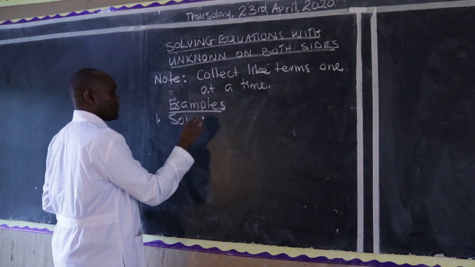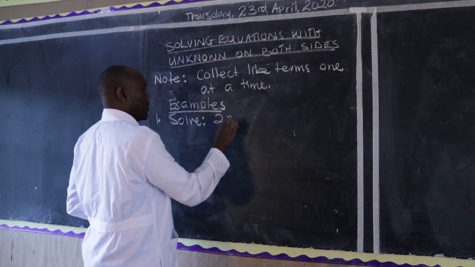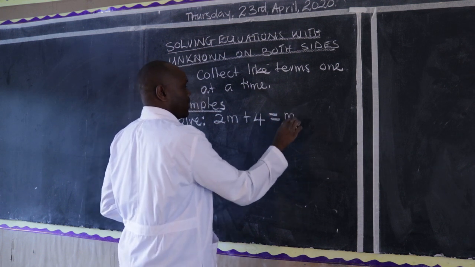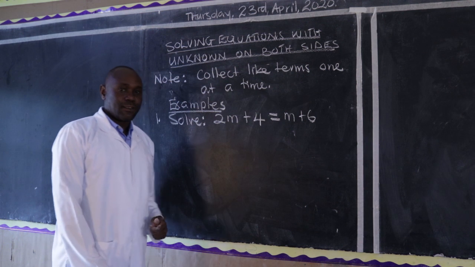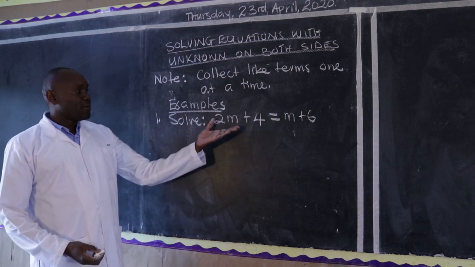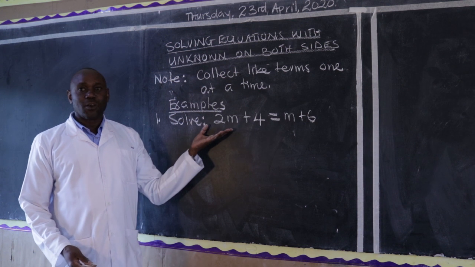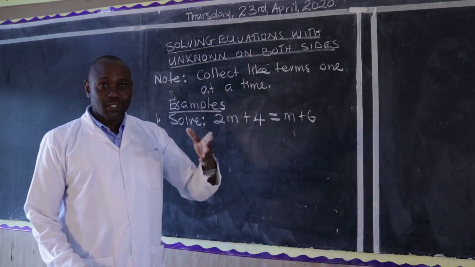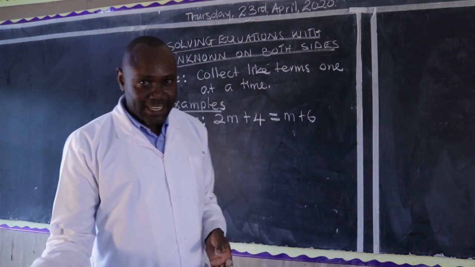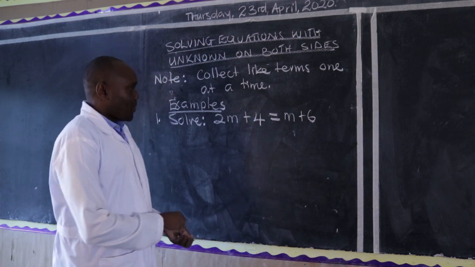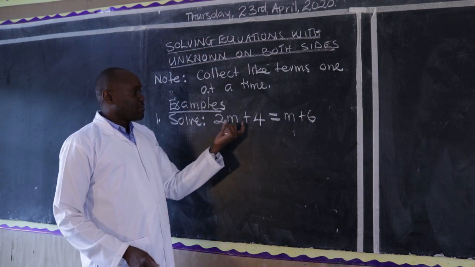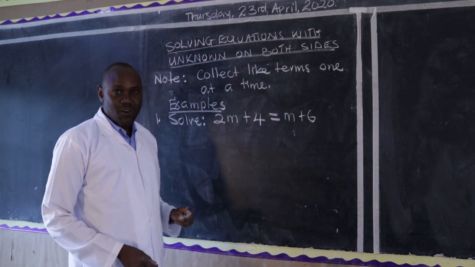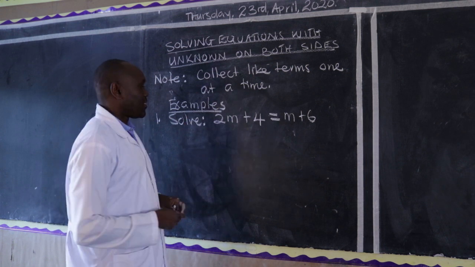We have example 1. We have solved. We have our 2m plus 4, which will give us here m plus 6. This is what we mean by having unknown on both the sides. Remember that an equation has two sides, the left-hand side and the right-hand side. So, we are not going now to say, let's bring the m this way, at the same time taking positive 4 also on the other side. No. You will get confused.